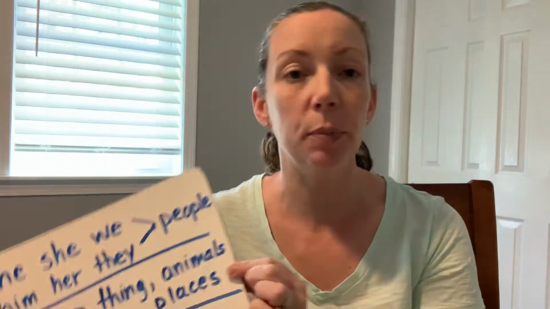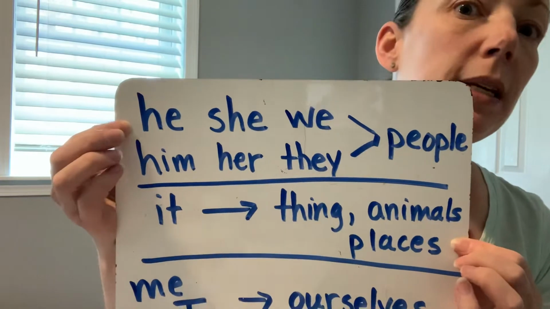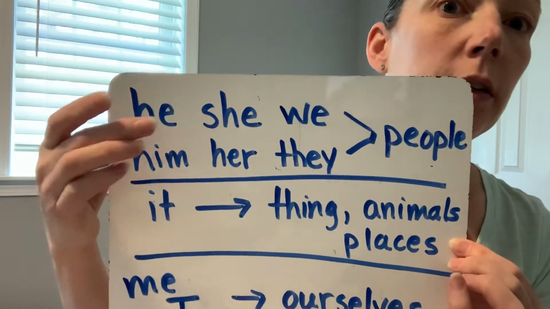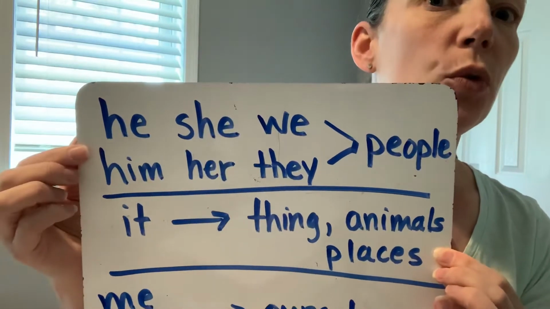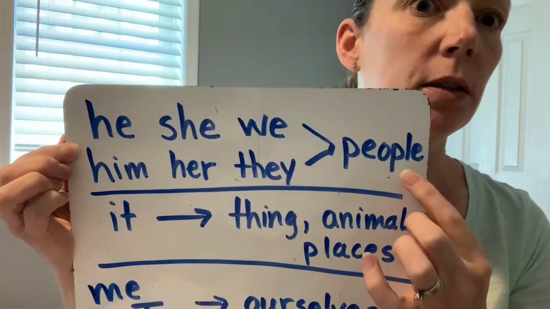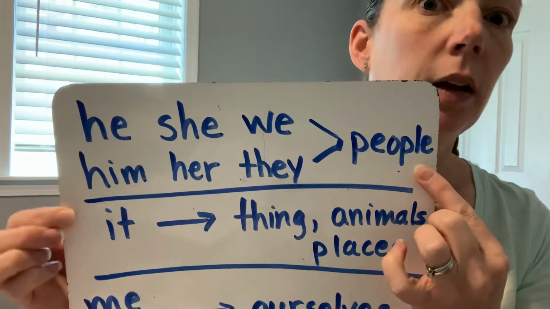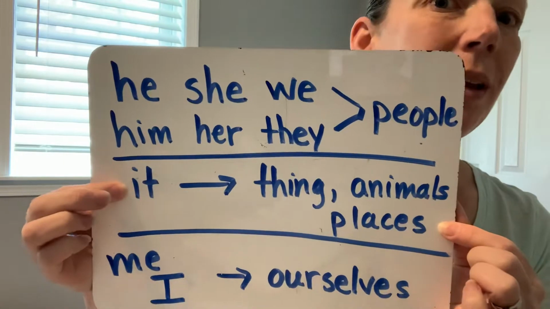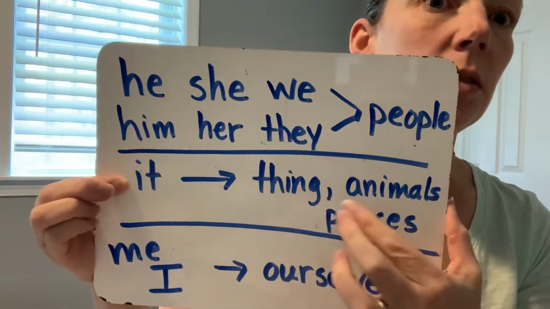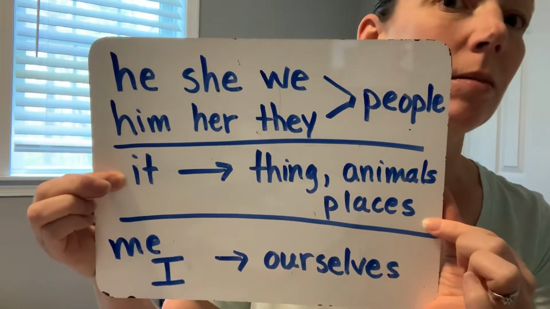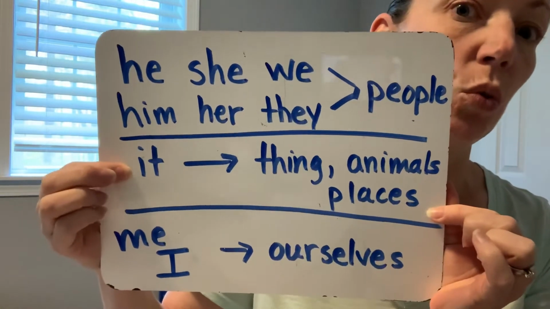So I have some examples here of some pronouns. When we see he or him, she, her, we, they, those pronouns take the place for people, people's names, okay? Here is a pronoun it. We will use it to take the place of things, animals, or even places. Like the school, we could say it instead of saying the school.